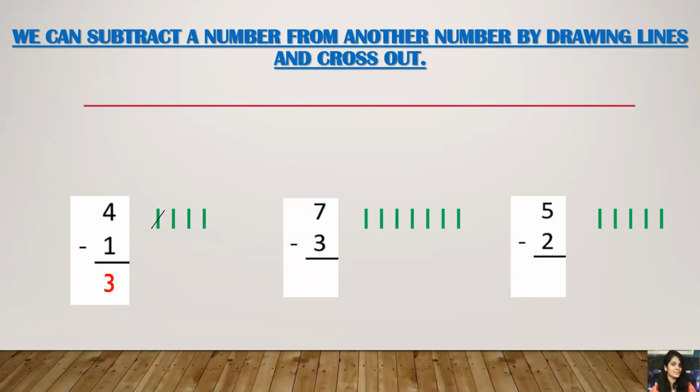7 minus 3. Draw 7 lines and cross out 3 of them. Then you will be left with 4 lines. 7 minus 3, 4. 5 minus 2. Draw 5 lines and cross out 2 of them. Then you will be left with 3 lines. 5 minus 2, 3.